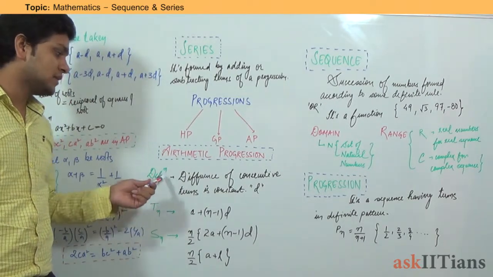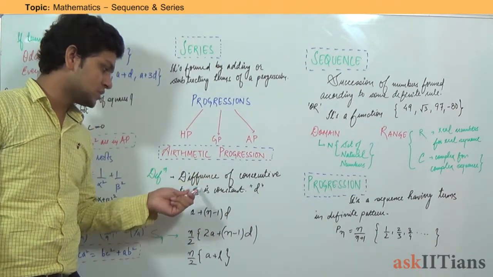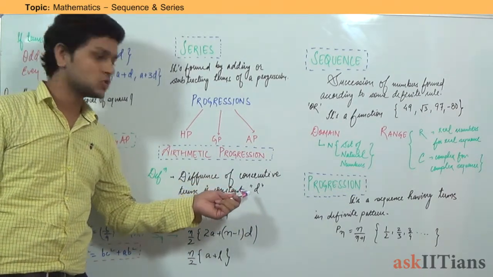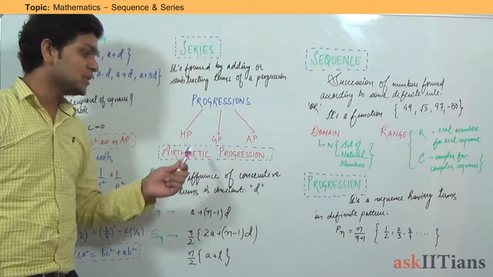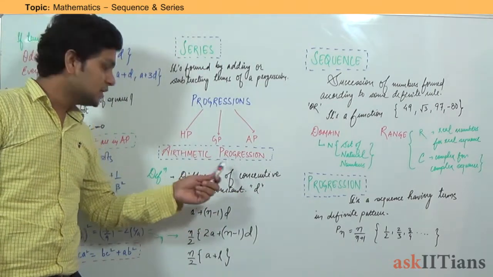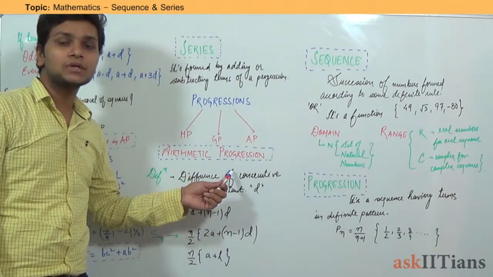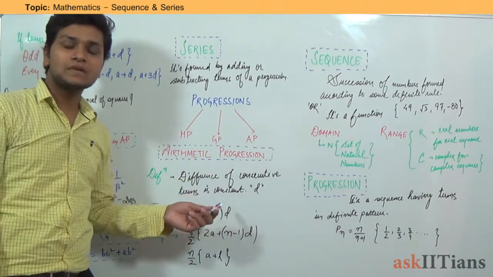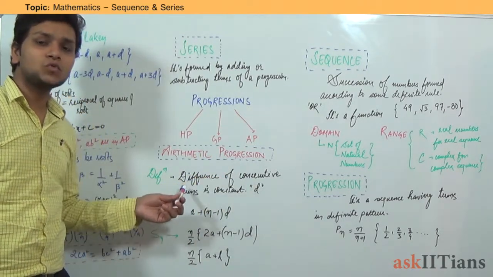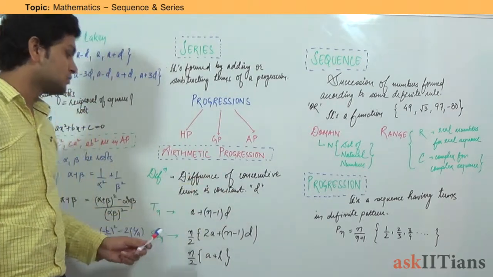Arithmetic progression is a progression in which the difference of consecutive terms is constant, that is d, which is also called the common difference. What we can say here is that term 2 minus term 1 will be equal to d, term 3 minus term 2 will be equal to d, term 4 minus term 3 will be equal to d. Or if you go in the backward direction, term 1 minus term 2 will be equal to term 2 minus term 3, and term 3 minus term 4.